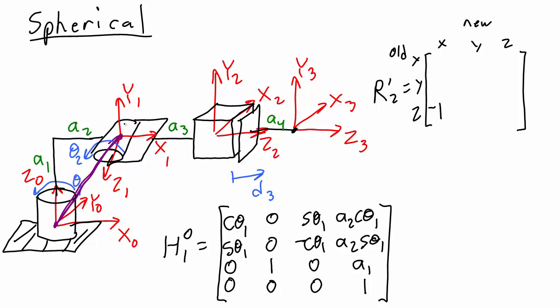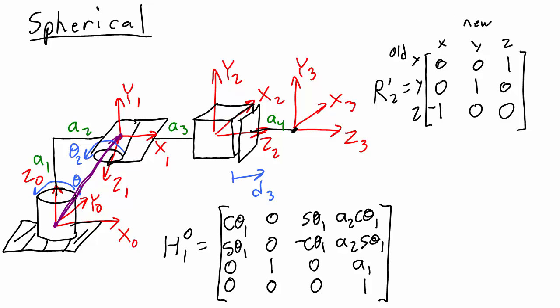The new y-axis is in the same direction as old y, so I put a 1 in the intersection of new y and old y. And my new z is in the same direction as old x. So I put a 1 at the intersection of new z and old x, and then I fill in zeros. What we get here should be the same result that we would get if we had taken frame 1 and rotated it 90 degrees around y, which would get this frame to match this one.